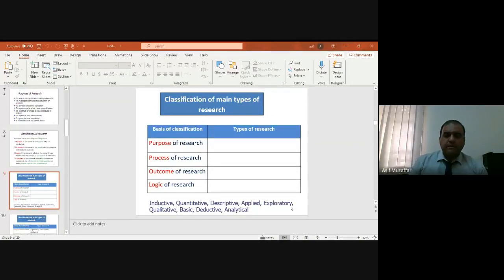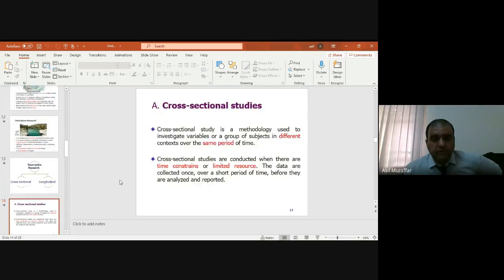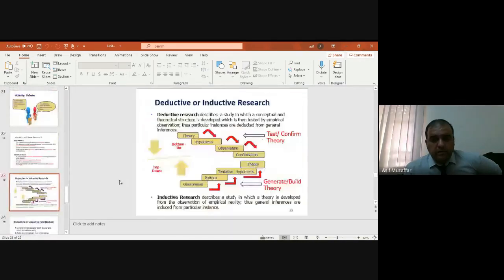So last time around, we talked about the purpose of the research, which can be exploratory or explanatory. Then we talked about the process of the research, which can be quantitative and qualitative, and the outcome of the research, which can be applied or basic. Now, the last thing which we need to discuss is the logic of research. The logic of research can either be deductive or inductive. So there are two approaches to the logic of research. Let me take you to the slides.